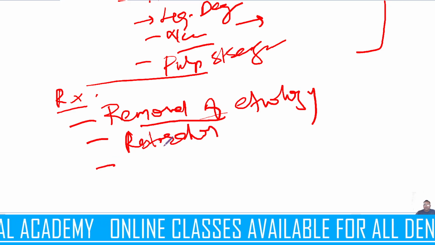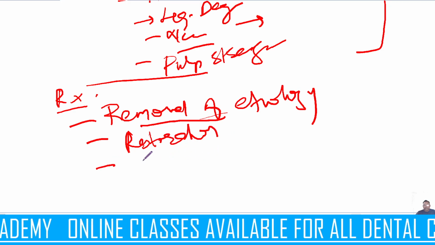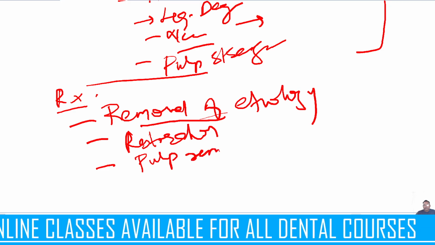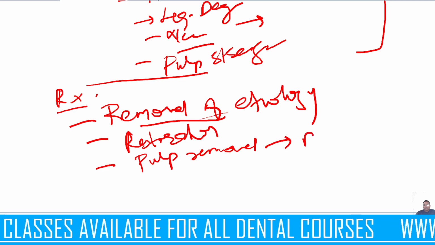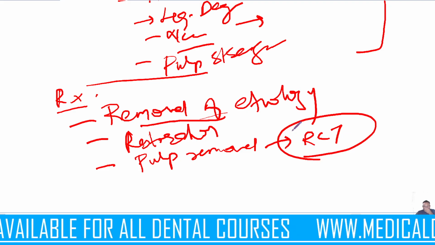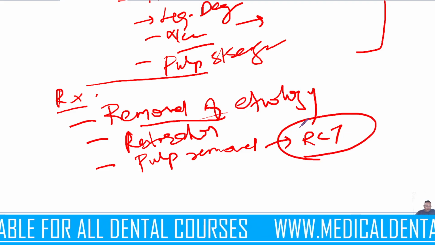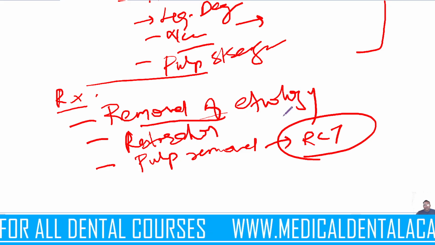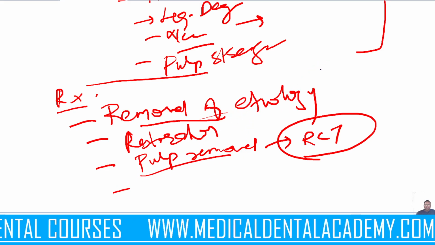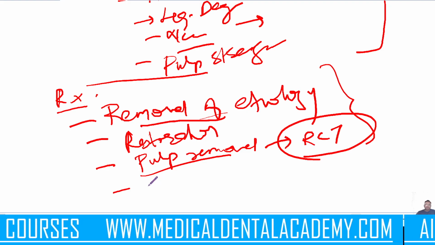If the pulp is very necrotic, you have to go for pulp removal and then go for RCT. In RCT we remove all the necrotic or damaged pulp, then refill or replace the pulp with gutta percha. Okay, this is all its treatment.